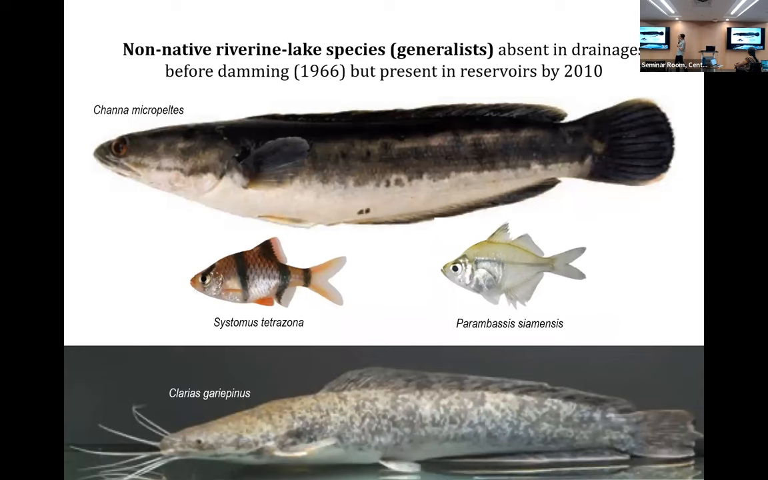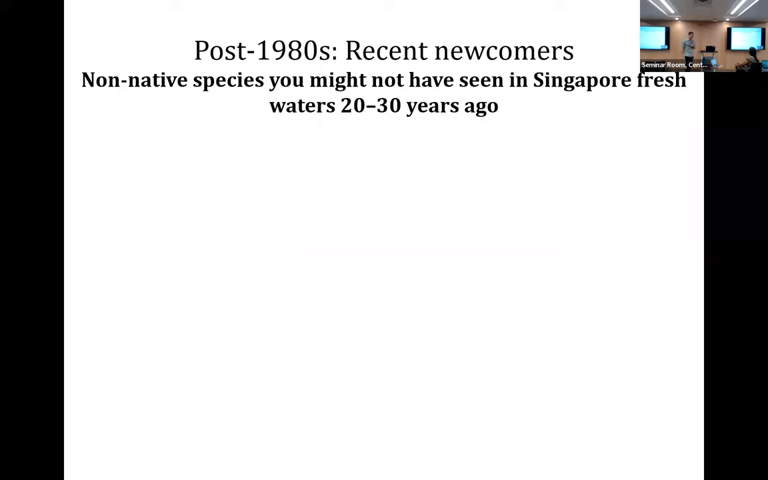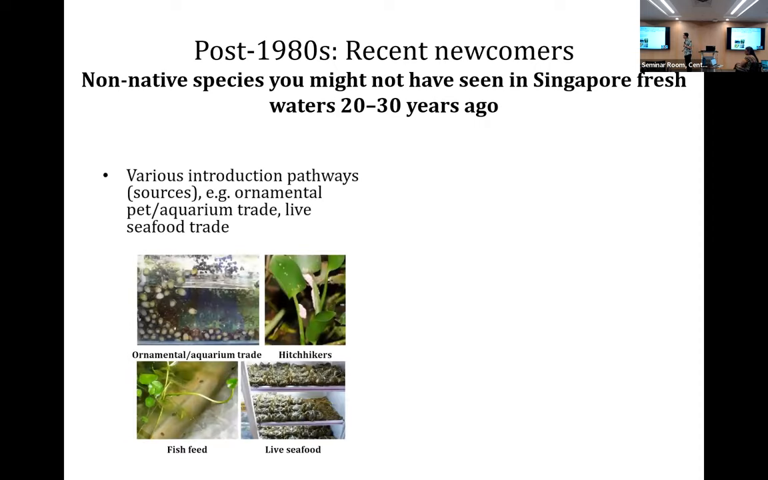And we have some generalists that are generally found in both types of habitats, but now you find them in our reservoirs. So this is just an example, right? So post 1960s, later on in the 80s, we start to get another group of newcomers, okay? Non-native species that you might not have seen maybe 20 to 30 years ago, instead of 40, 50 years ago.